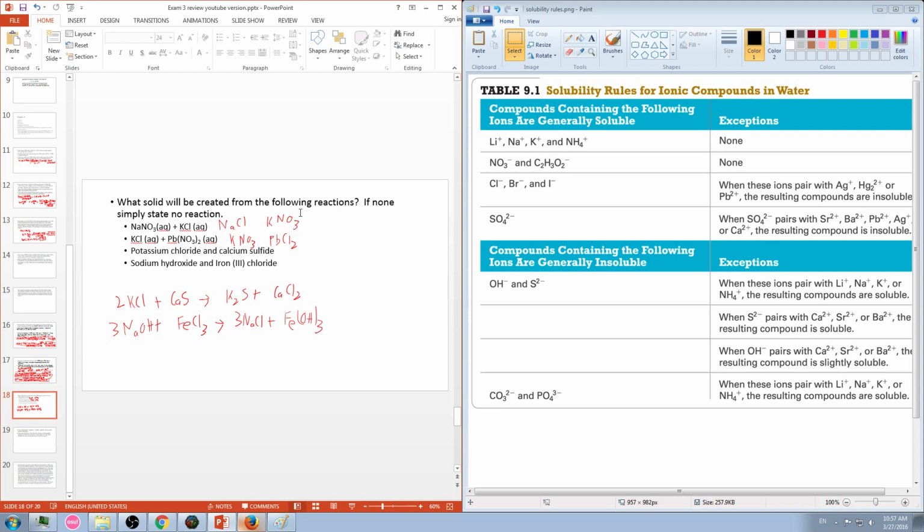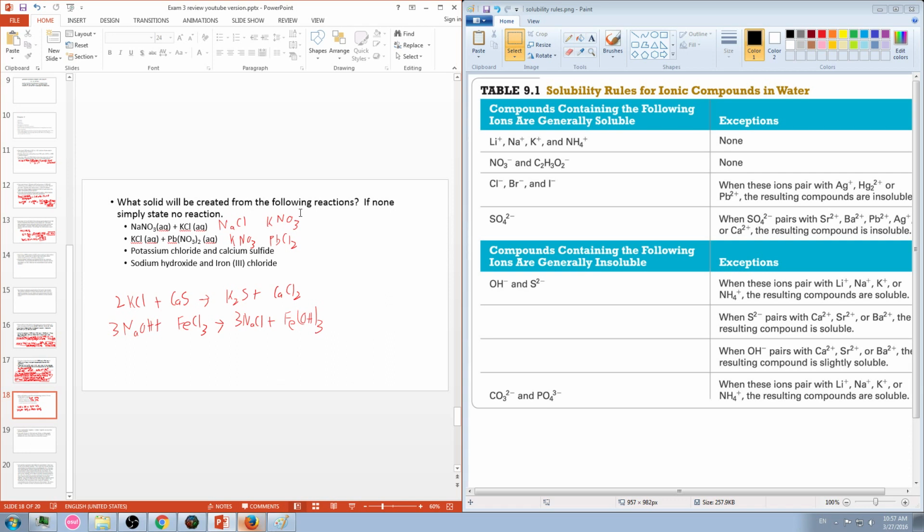So our third question. We made potassium sulfide. Potassium's listed as always soluble, so that's easy. We know that's definitely there. We also made calcium chloride. If we look up our Cl-, Cl- is listed as generally soluble, and calcium's not an exception. So the third one would again be no reaction. You just have your ions still.